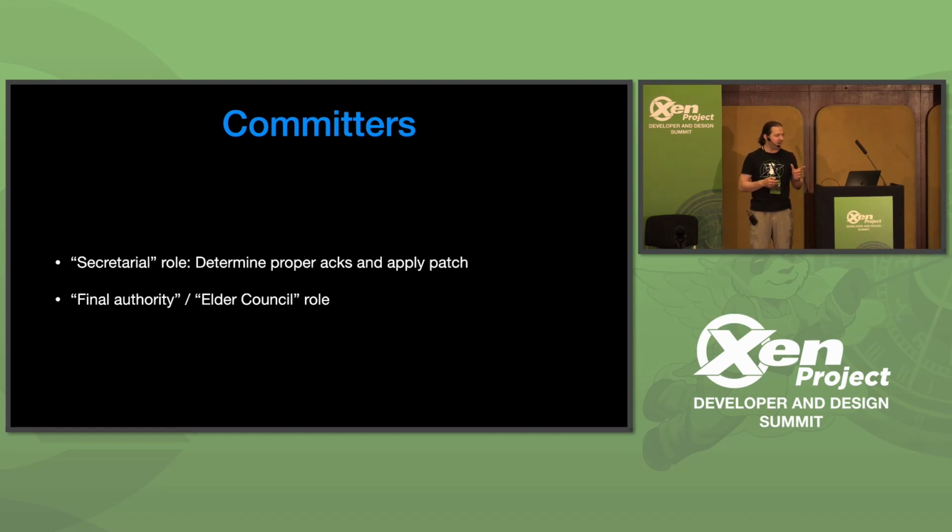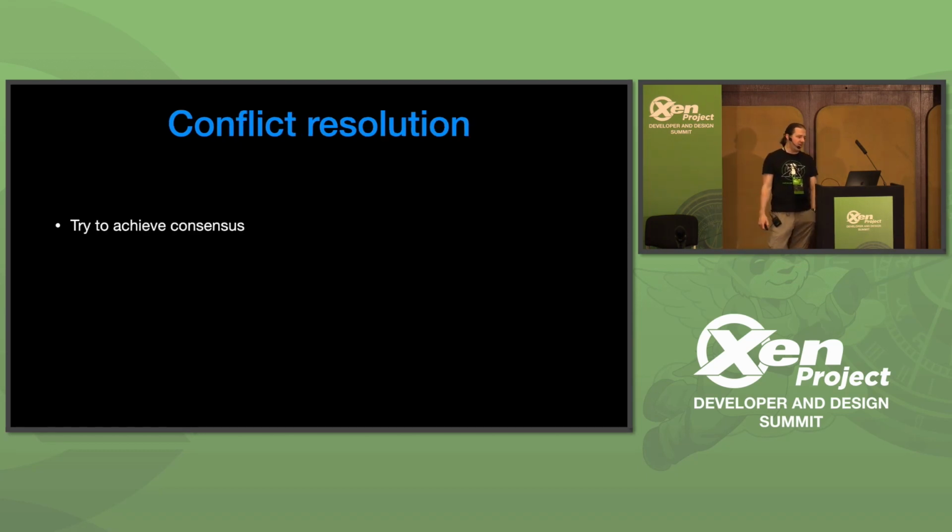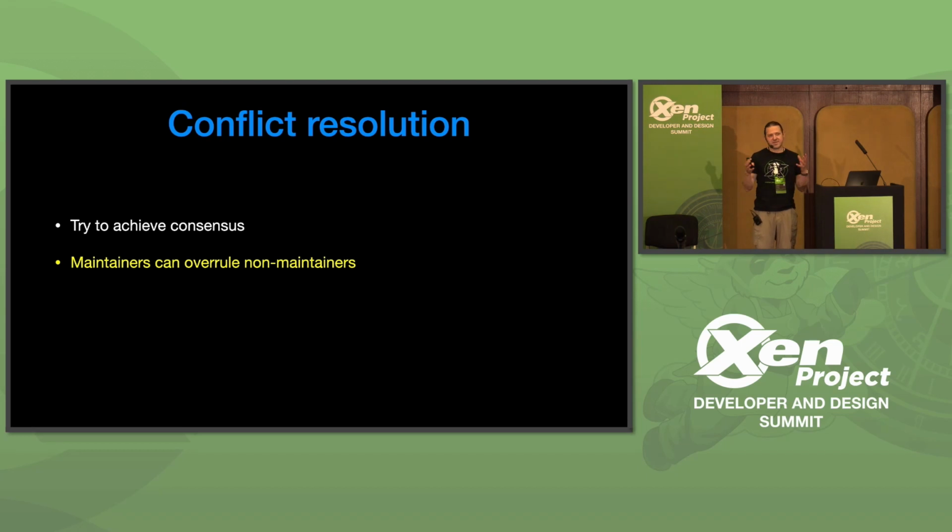Yes, and it is worth saying that in the future we probably are going to pull some of these things out, but this is the way that it is right now. So regarding conflict resolution, the goal is always to try to achieve consensus. That's the first thing that we try to do. But that's not always possible. And so if there's a disagreement, if someone on the list who's not a maintainer says, I don't like this, then the maintainer can, if they want to, say, you know what, we're just going to go with this. So the maintainer of a piece of code can overrule a non-maintainer discussion on the list.